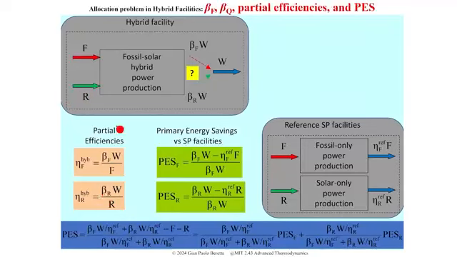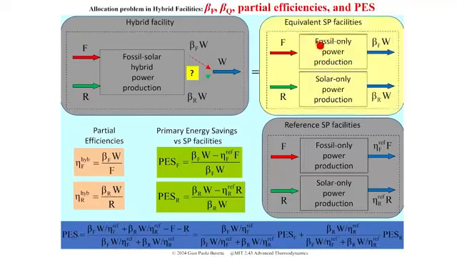Okay, so once you have these betas, you can think that your hybrid facility has two lines. One is the one that produces electricity starting from the fuel, and the other that produces other electricity starting from solar. And you want to do this splitting.